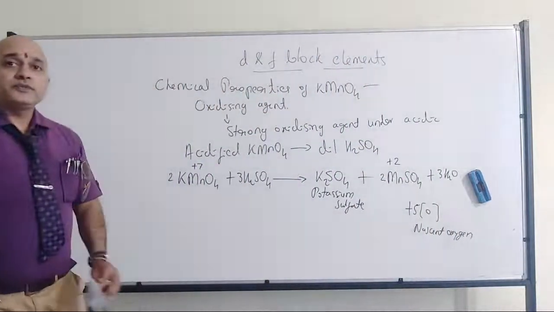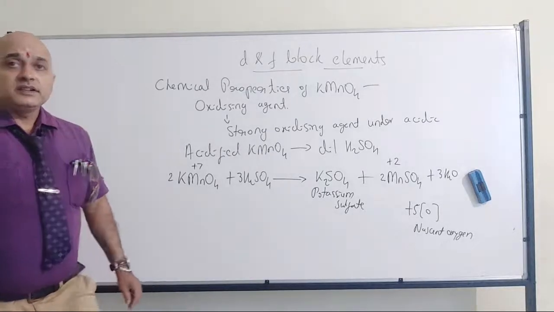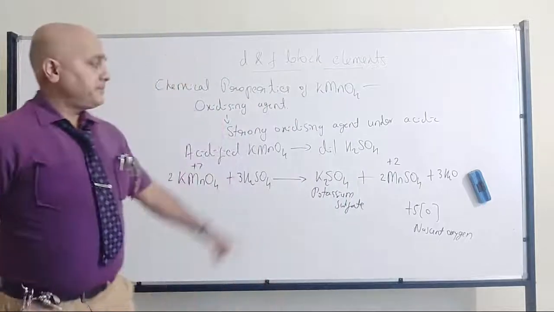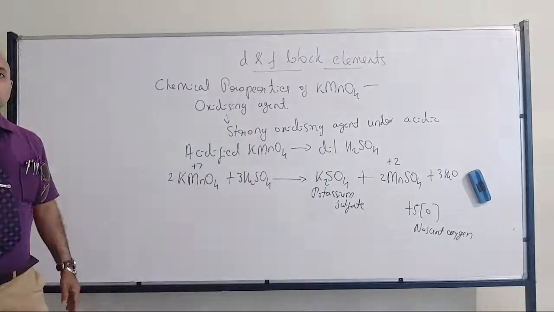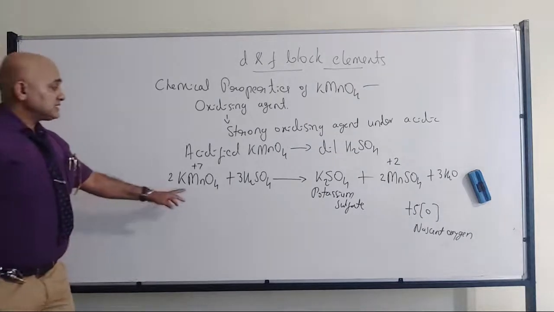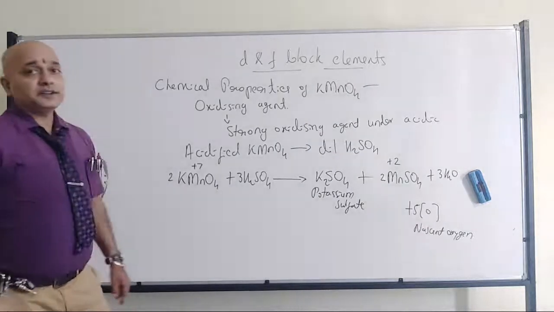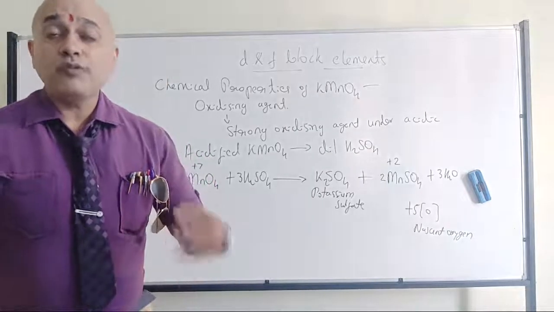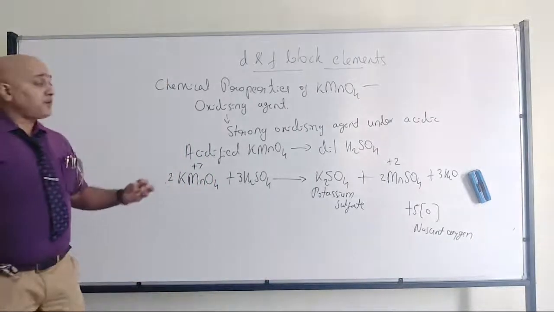Any doubt? So any doubt in this? How many nascent oxygen are getting liberated? 5. Okay. So that's where we have the oxidizing character of potassium permanganate. This is the reason why I have given the answer for why.